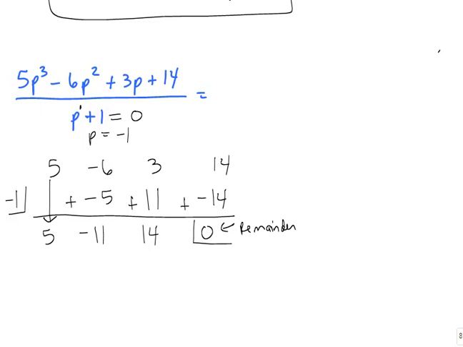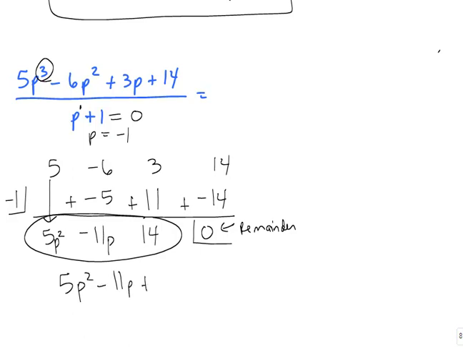And your answer is made up of these coefficients, 1 degree less than the degree you started with. So if I started with a p cubed, this is going to be a p squared, then a p, and then our constant. So our answer is 5p squared minus 11p plus 14.